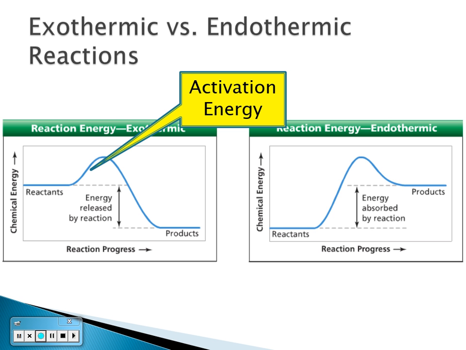We refer to that bump as the activation energy. Right? The little hill that we have to get over to make this thing start. There's activation energy for endothermic reactions too. Just how big is the activation energy? Activation energy for an endothermic reaction is really big, right? Because we're increasing the energy of those products. Okay? Does that make sense?